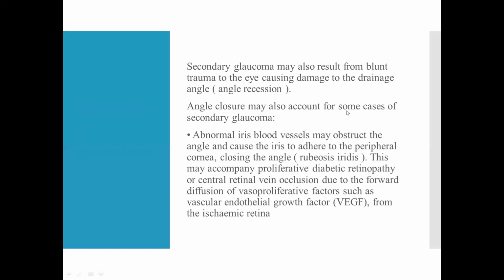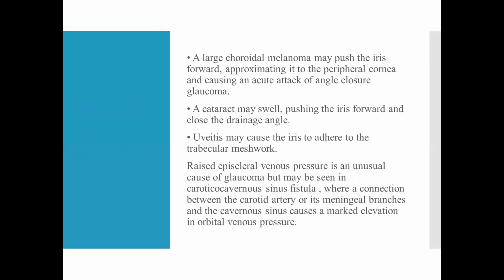Angle closure may also account for some cases of secondary glaucoma. Abnormal iris blood vessels may obstruct the angle and cause the iris to adhere to the peripheral cornea, closing the angle. This is rubeosis iridis. It may accompany proliferative diabetic retinopathy or central retinal vein occlusion due to the forward diffusion of vasoproliferative factors such as VEGF from the ischemic retina. A large choroidal melanoma may also push the iris forward, approximating it to the peripheral cornea and causing an acute attack of angle closure glaucoma.